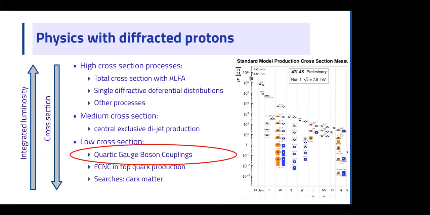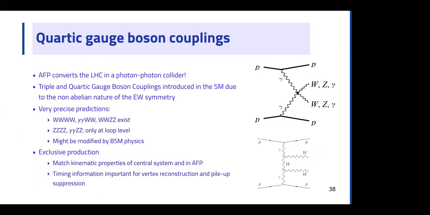So up to now we were in what ATLAS normally calls the bread and butter physics, because with relatively low luminosity we can do it. And now we go to the one that is more exotic, or requires already high luminosity. And I will start with the quartic gauge boson couplings.